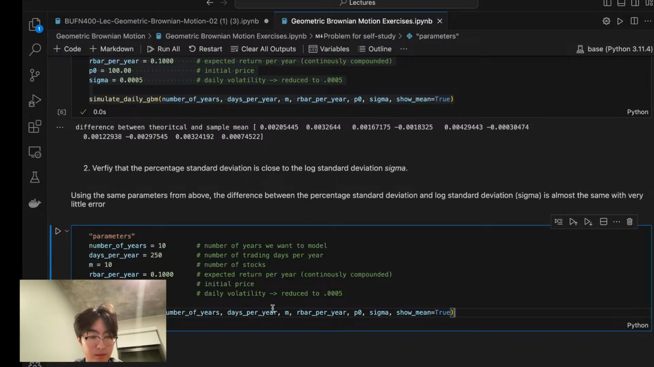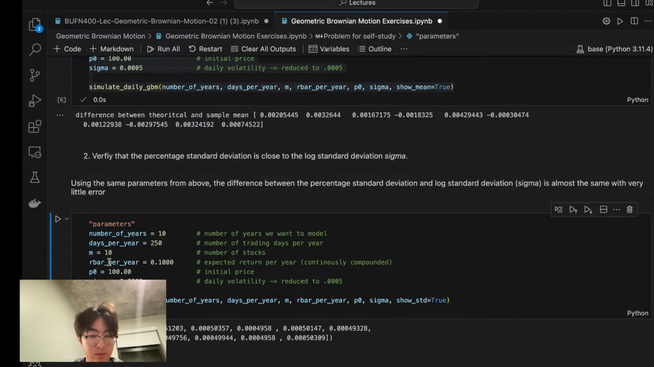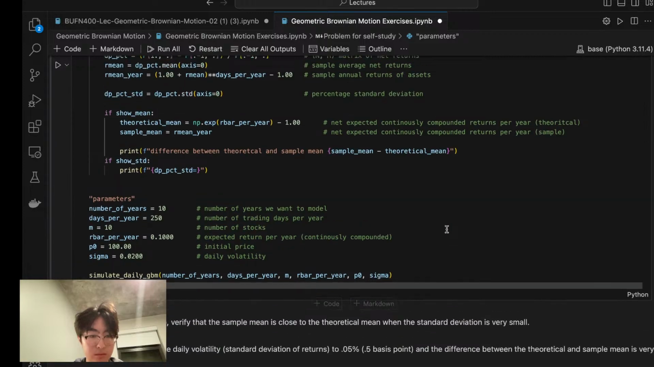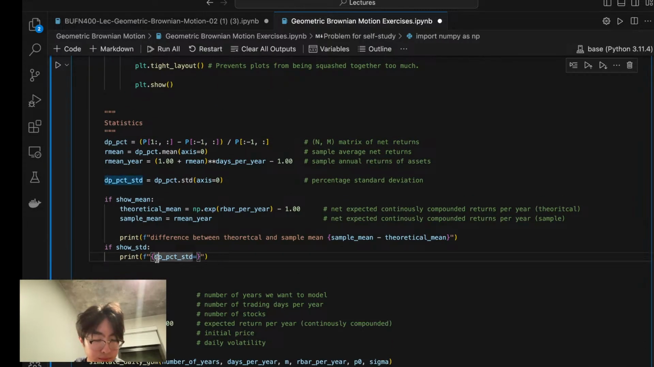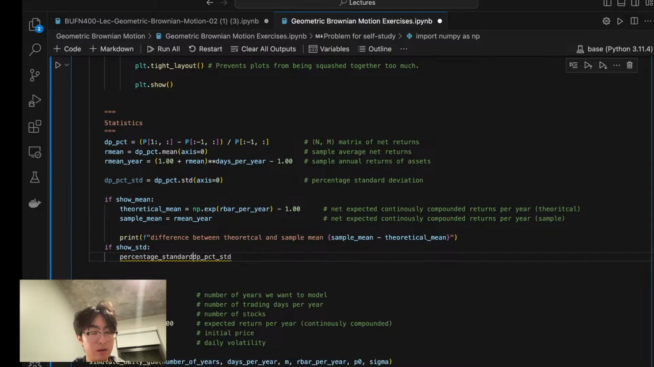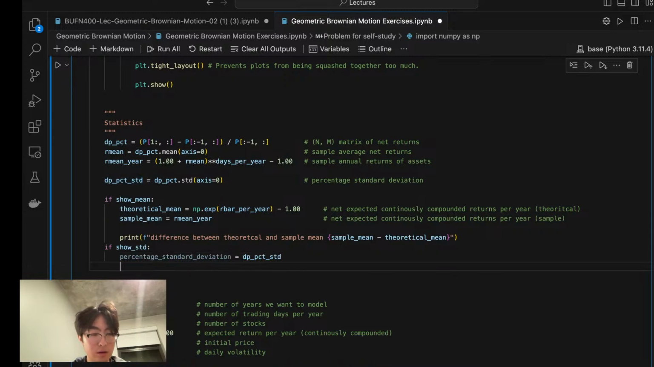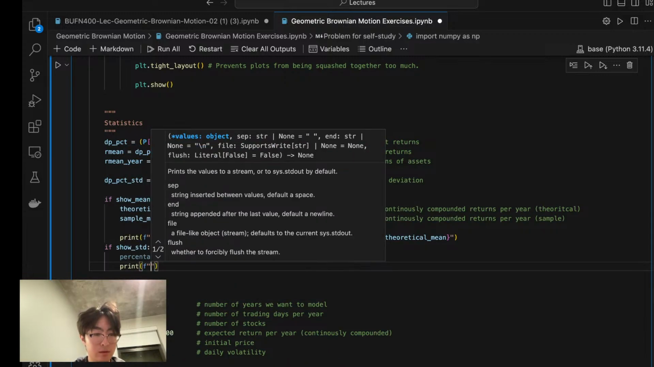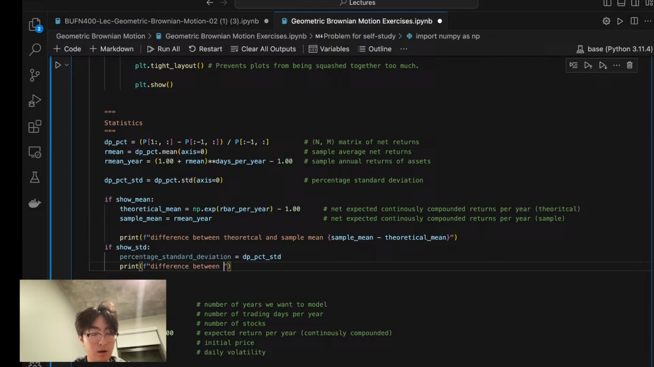So why is that though? Show STD true. So percentage standard deviation is equal to, print, difference between percent and log STD is equal to the, we'll call it dp/pc.